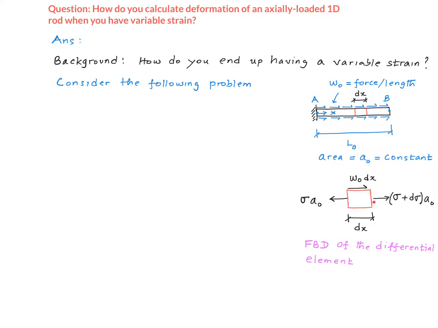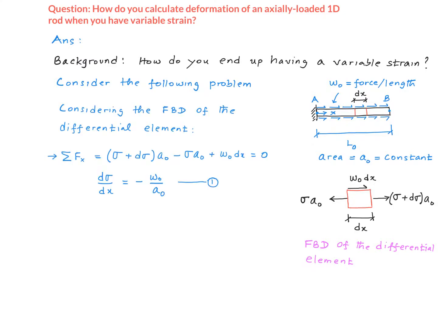Because of this force, the stress over here is not going to be the same as sigma. It's going to be a little different. Calculus says it will be sigma plus d sigma. So if I take sigma plus d sigma and multiply that by the cross-sectional area, that's going to be the tensile force acting on the other side of the differential element. Now let's use the equilibrium equation in the x direction to write down a force balance equation for the free body diagram. Here it is, and this simplifies to what we call the first order ordinary differential equation for the stress sigma.